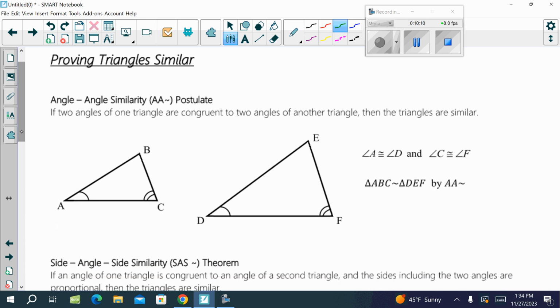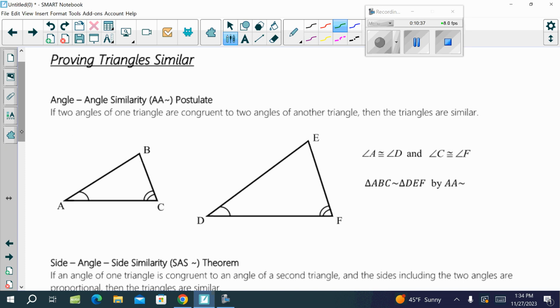Proving triangles similar. Okay, so, yes. We have 3 shortcuts for triangle similarity. So we can tell that triangles are similar without doing all 3 congruent angles and all 3 sides proportional. Okay, we've got shortcuts. All right, so I'm going to teach you the 3 shortcuts you can use.